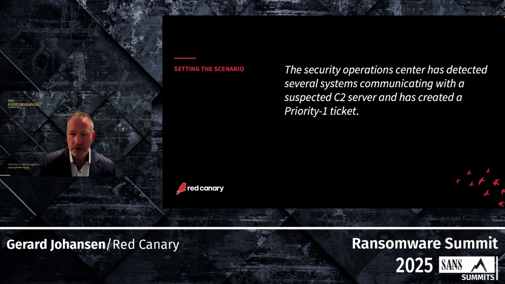So we start off. The Security Operations Center has detected several systems communicating with a suspected command and control server and has created a priority 1 ticket. Fairly straightforward, right? Not something that we need to really concern ourselves with. We can just move on from there.